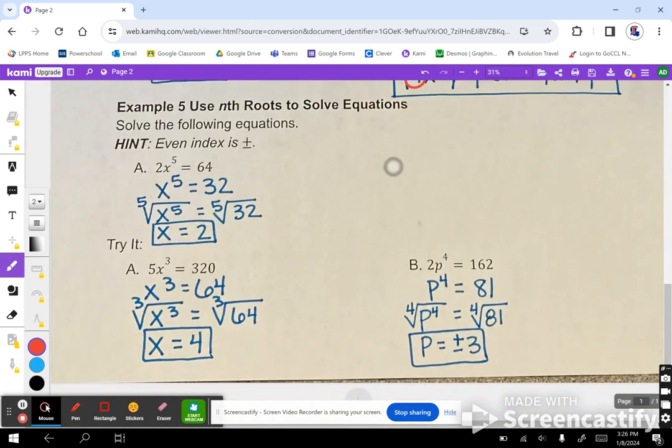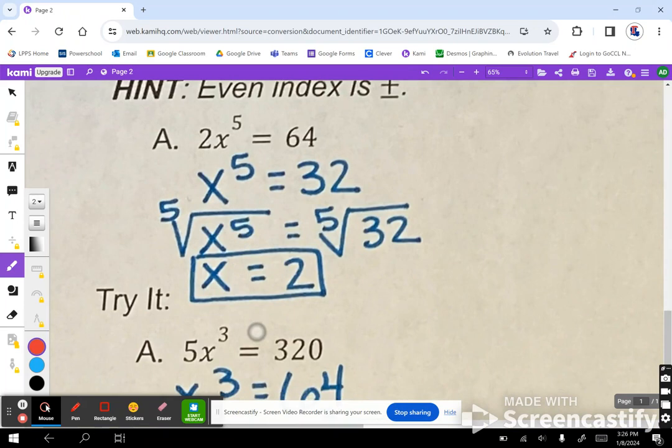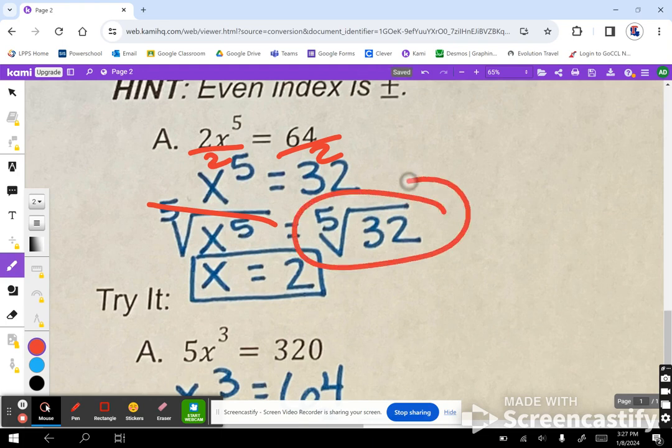And then down here at the bottom, super easy. To get from this step to this step, you are going to divide both sides by 2. 64 divided by 2 is 32. Then I'm going to take the fifth root to get rid of the 5 exponent. Your fifth root and exponent will cancel and leave you with x. The fifth root of 32, use your calculator for this, will give you 2.